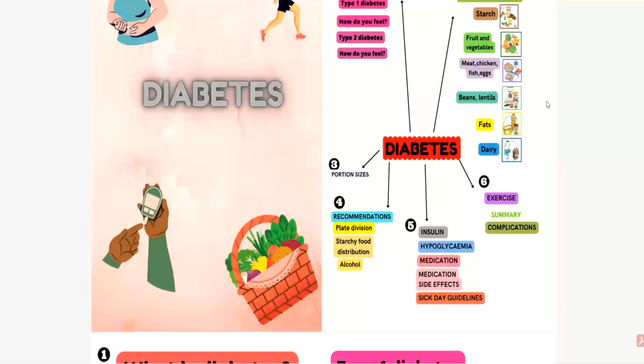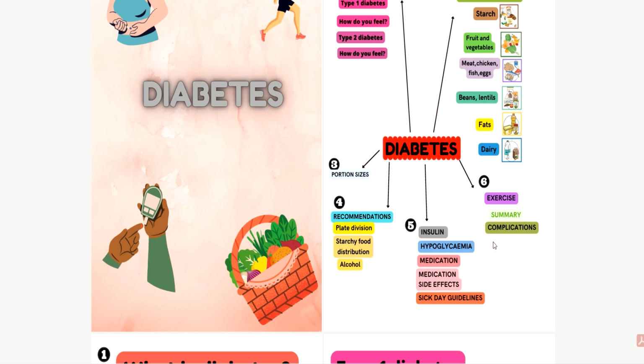Then I added in things like the medications, because they wanted extra stuff, like exercise. Obviously, exercise is important. Then diabetes management. I gave a little summary in the complications.